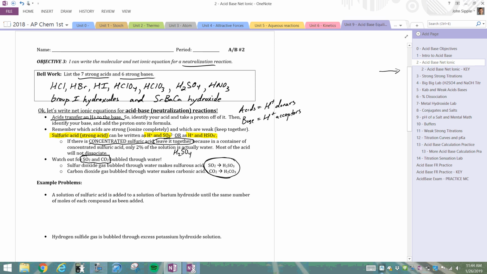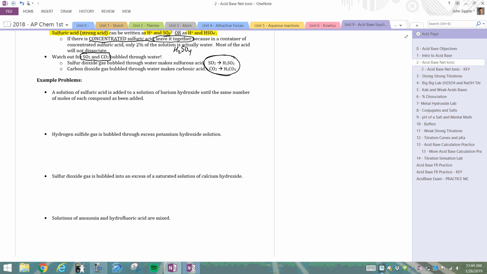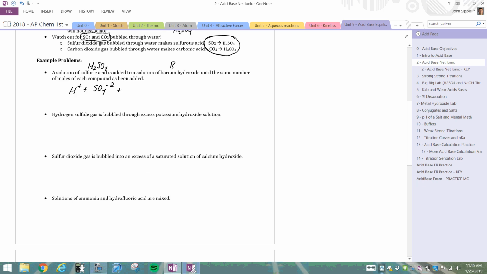The first problem here, we have a solution of sulfuric acid. Sulfuric acid is H2SO4. It's a strong acid, so I'm going to write that as H plus and SO4 2-. Added to a solution of barium hydroxide. Barium hydroxide is one of our Sr, Ca, Ba hydroxides, so it's a strong base, so we can write that as barium ions and hydroxide ions, OH minus.